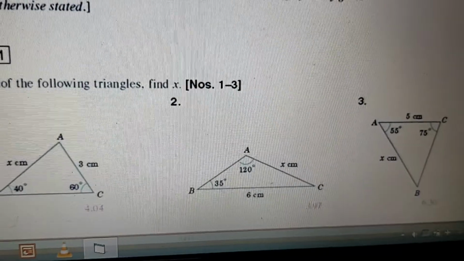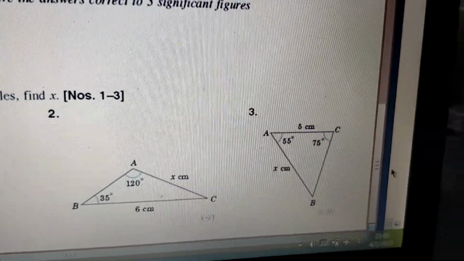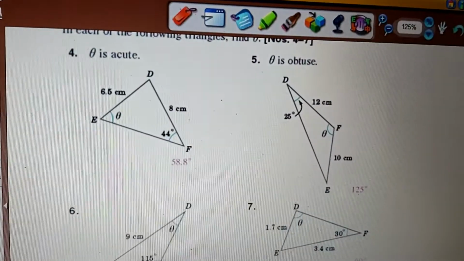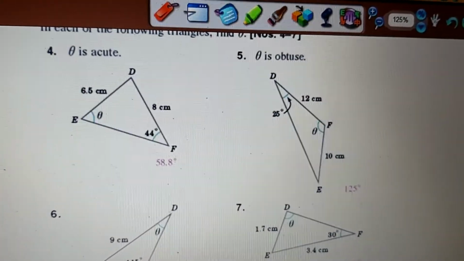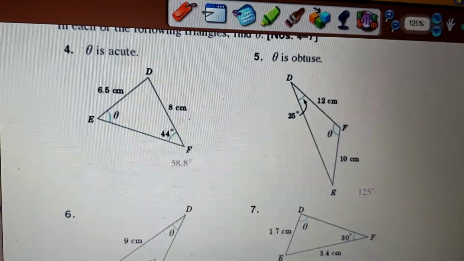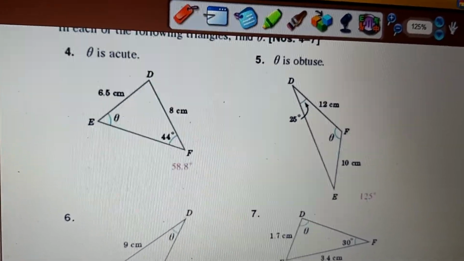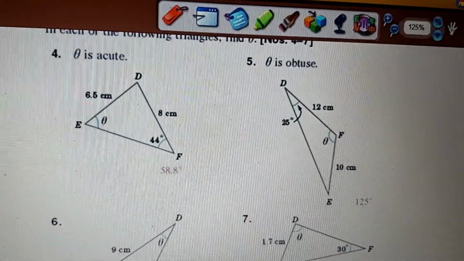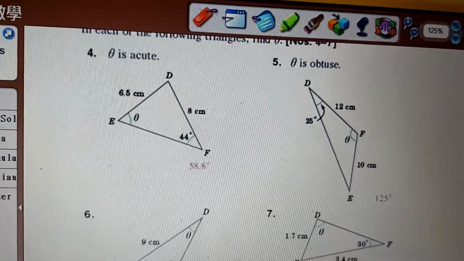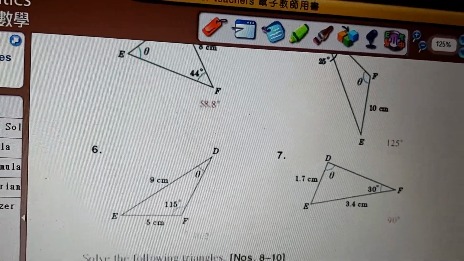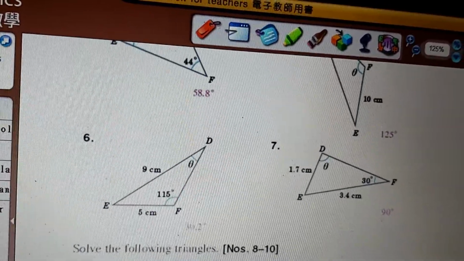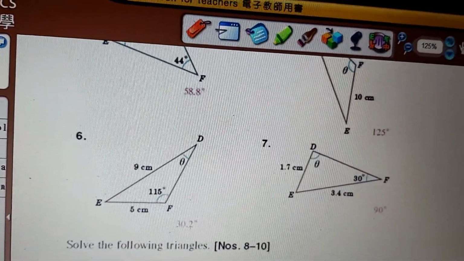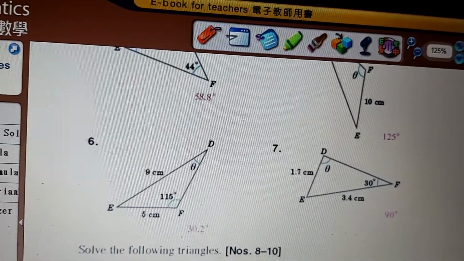Question 2 is 3.97. Question 3 is 6.30. Question 4, theta is 58.8 degrees. Question 5, theta is 125 degrees. Question 6, theta is 30.2 degrees. Question 7, theta is a right angle, 90 degrees.